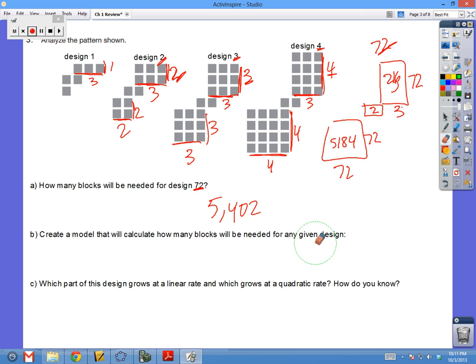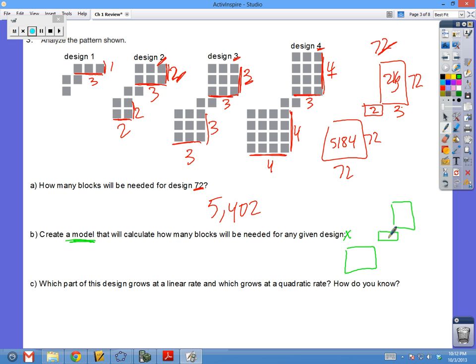Okay, now let's do it for any number we choose. So that one was just for design 72. So now let's create a model that's going to do all the math for us no matter what design we choose. So this is going to be design X. So design X, how tall, how wide is it going to be?